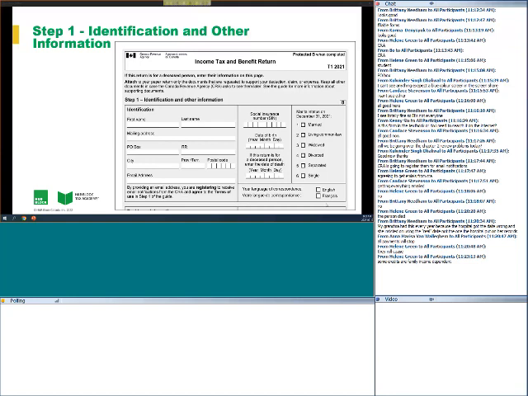Great. And then the last thing we have is language of correspondence. You can pick English or French. Whichever of those two you pick is the language that the CRA will use to communicate with you for the next year.